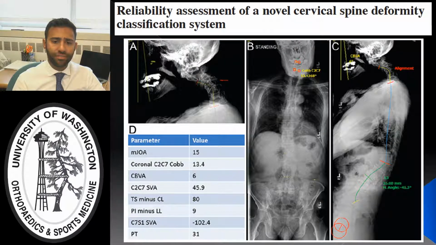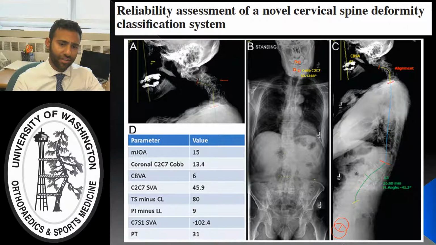And this classification system is still evolving in terms of reliability. It doesn't quite have the same reliability as a lumbar classification, but it's helpful in terms of understanding spine deformity in 3 dimensions and deciding on surgical treatment options.